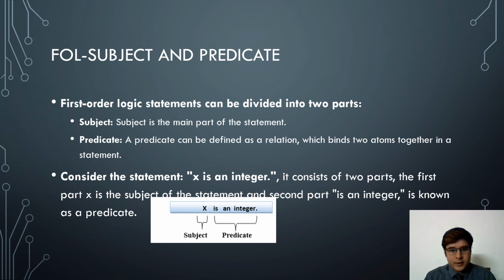Consider the statement "x is an integer." It consists of two parts. The first part, x, is the subject of the statement, and the second part, "is an integer," is known as the predicate. So here we have the statement x is an integer. In this, x is the subject because it is the main part of the statement, and the predicate is "is an integer" because it is a relation which is specifying something about the subject x.